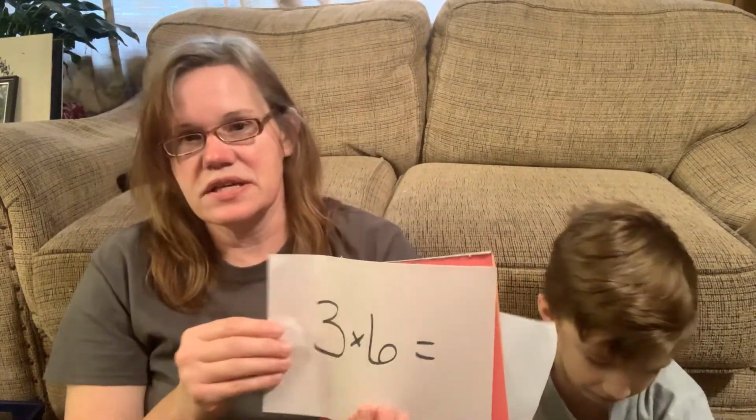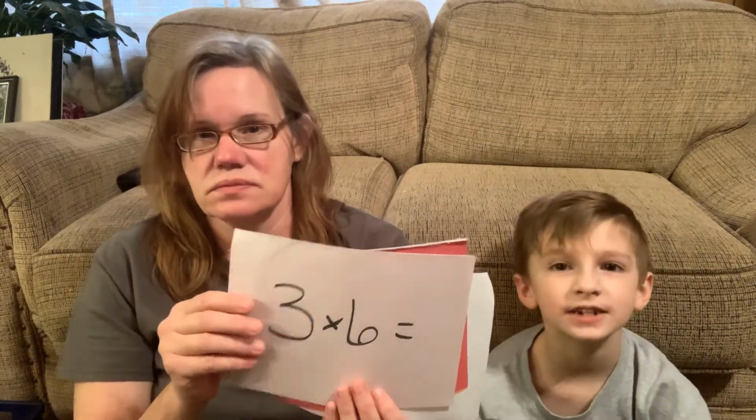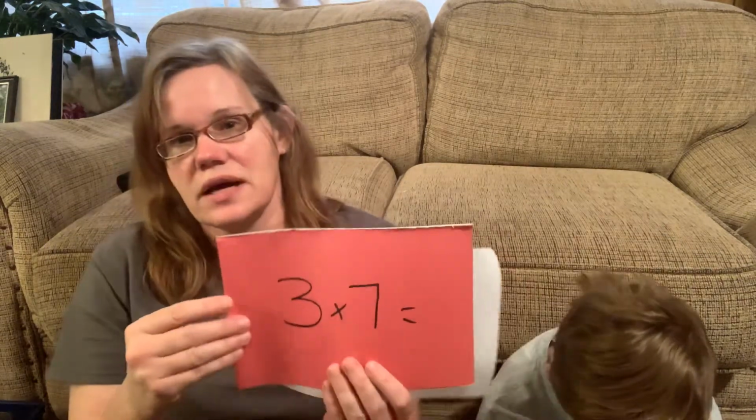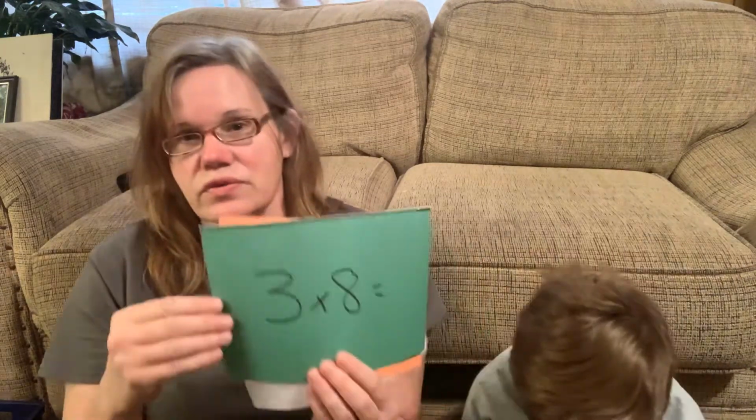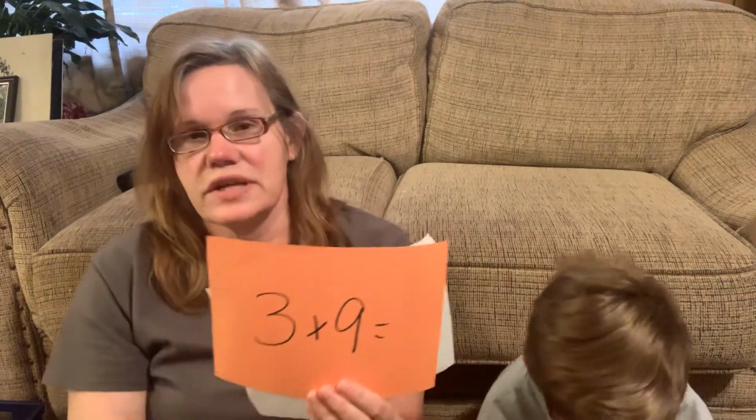3 times 6 equals 18. 3 times 7 equals 21. 3 times 8 equals 24. 3 times 9 equals 27. And 3 times 10 equals 30. All right, now tomorrow I'm going to be mixing those all up. I'm not going to do them in order, okay?